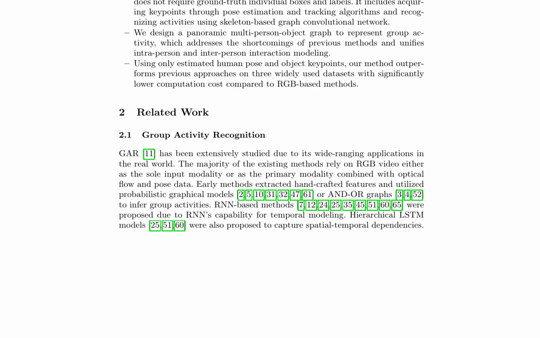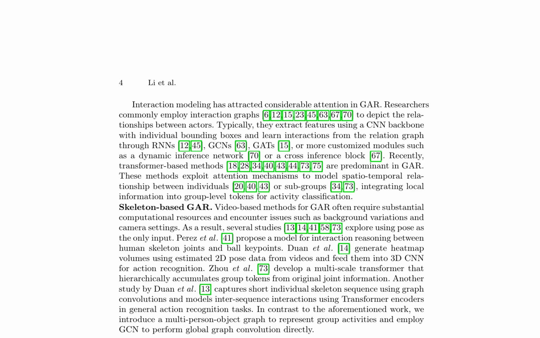The paper also reviews related work in group activity recognition, including RGB-based methods, interaction modeling, and skeleton-based GAR. It highlights the challenges of video-based methods, such as computational resources and background variations, and the potential of using pose data as an alternative.